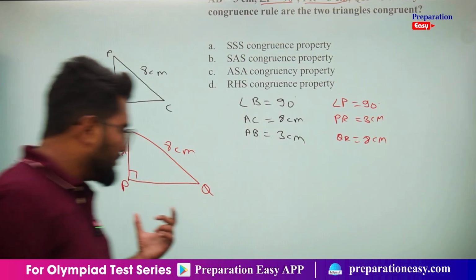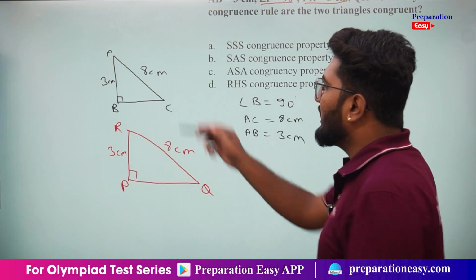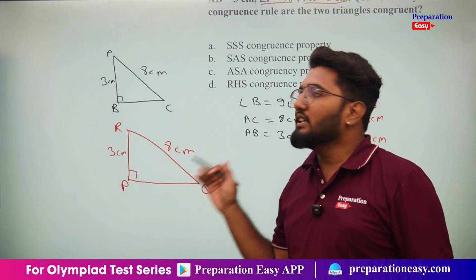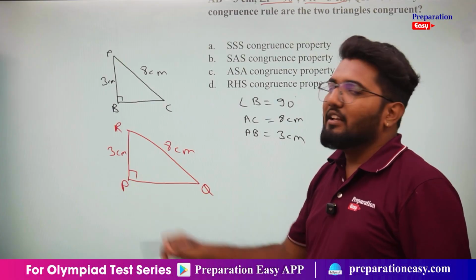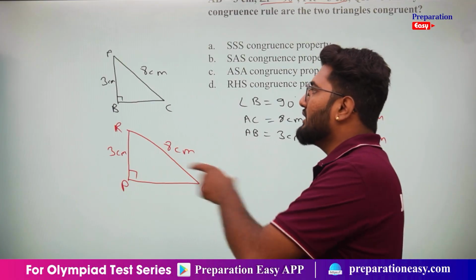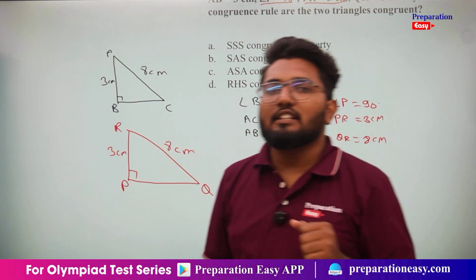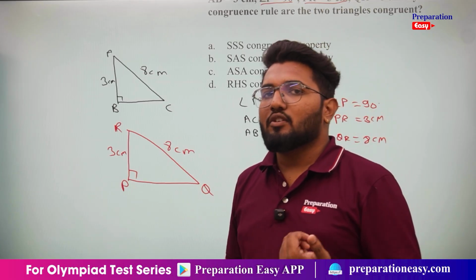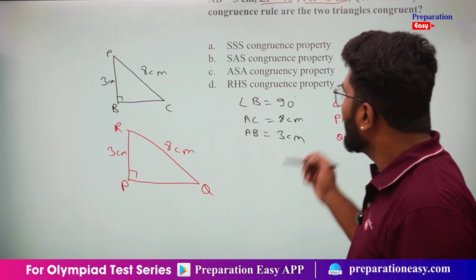Now look at these two triangles. Are they congruent? Yes, they are congruent, as one angle is equal and two sides are equal. But what is the congruency test? Here are the options.